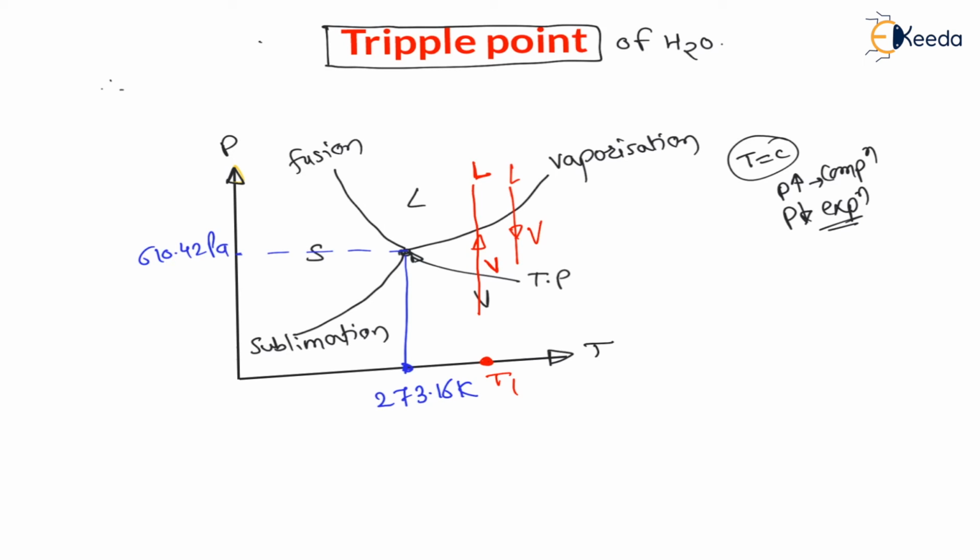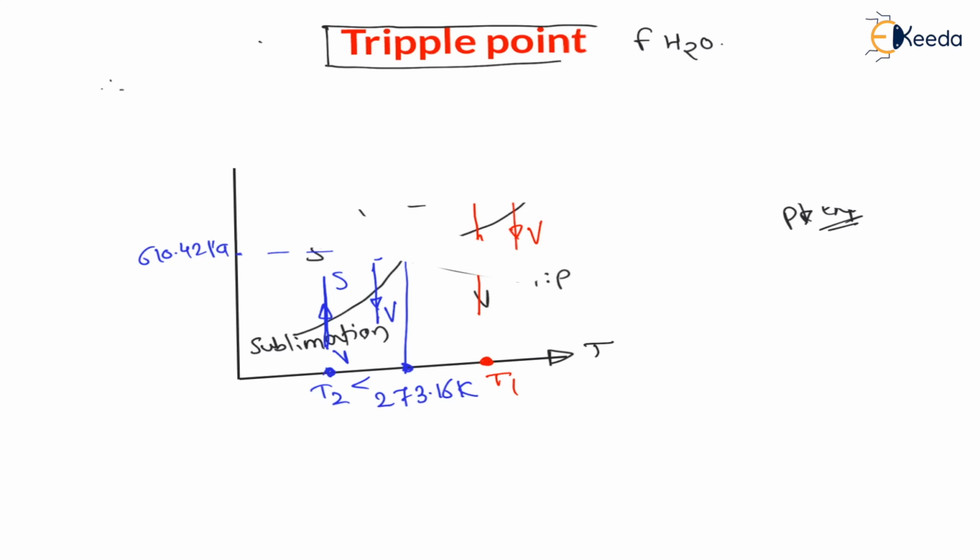Similarly, consider isothermal compression at a temperature less than triple point temperature, let us say the temperature is somewhere here, T2. T2 is less than triple point temperature, right? Now isothermal compression at a temperature less than triple point temperature, compression means pressure increases, therefore vapor becomes solid. And isothermal expansion at a temperature less than triple point temperature, then solid becomes vapor. This will be the order of phase change.